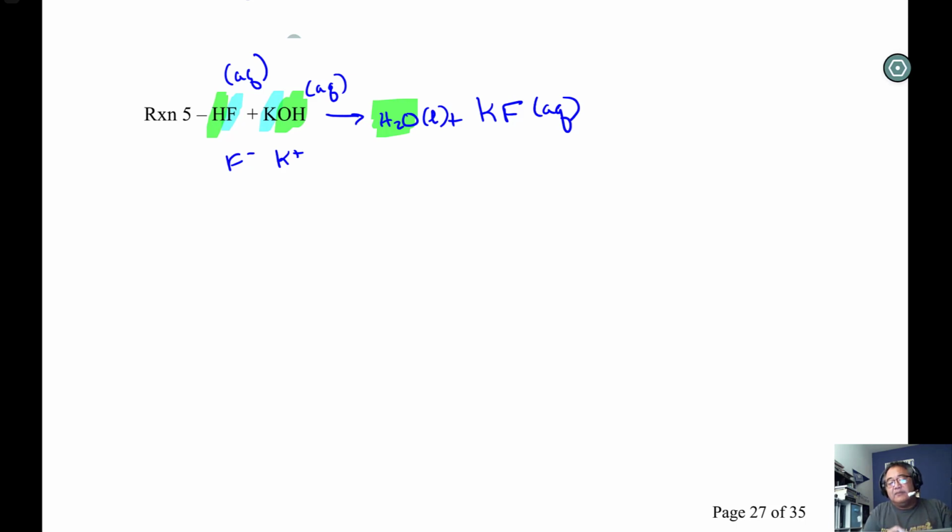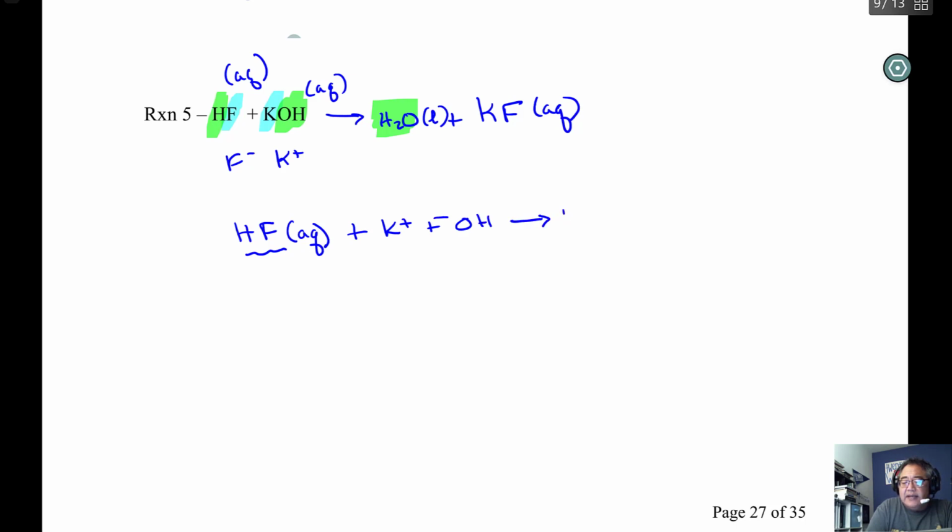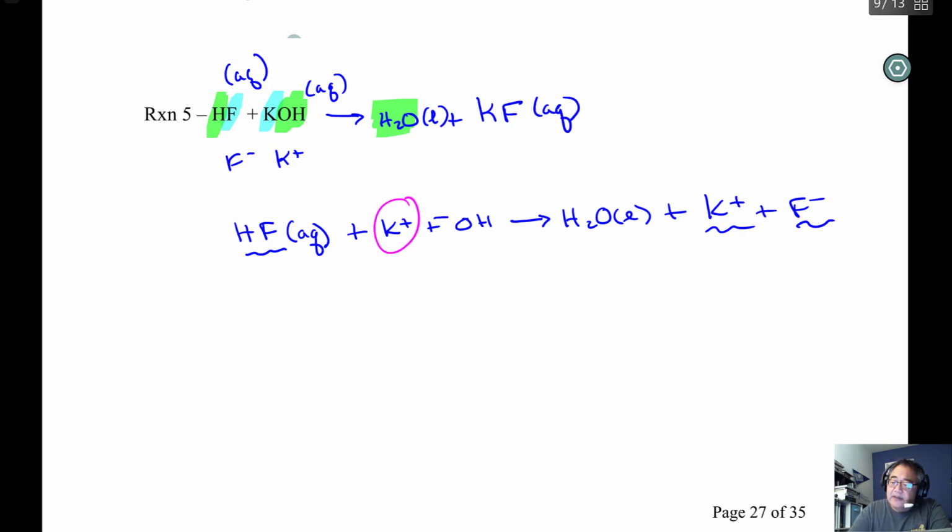So now, this is my molecular equation. I'll split it up into its ions, and this is the tricky part. HF is another trick: it's a weak acid, so you leave it together, and it's still aqueous. Normally I put a squiggly line, but I want to emphasize that it stays aqueous. Plus K plus and OH minus makes H2O liquid plus K plus and F minus, and these are aqueous. So the only spectator I have, I'll circle that in bright pink, is the potassium ion, and everything else is the net ionic equation.